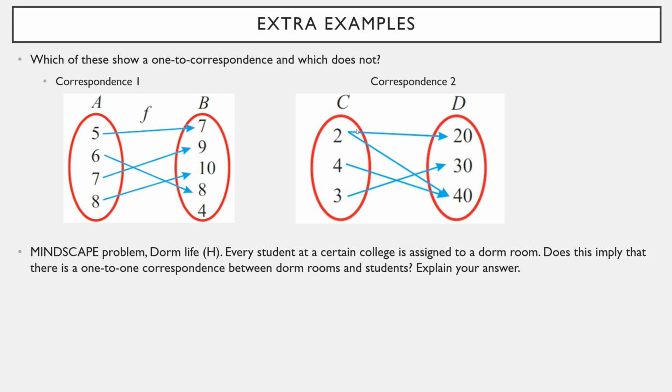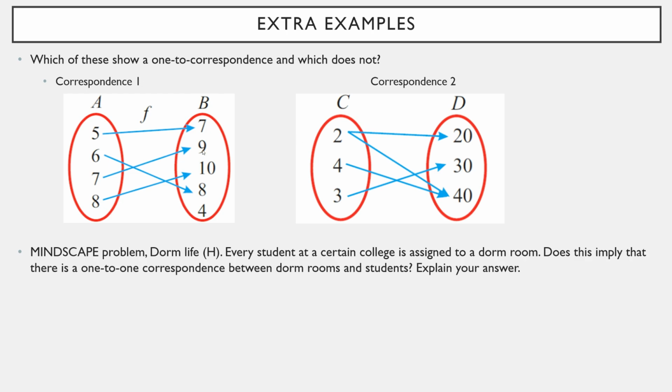But now if you look at this, you can see right off the bat that this is not a one-to-one correspondence. Because for whatever reason, this collection C, which is the numbers 2, 4, and 3, and D is 20, 30, 40, the number 2, I'm saying, corresponds to both 20 and 40. So this is not a one-to-one correspondence. Here you can see that each number is connected to only one other. Here 2 goes to 2 different ones. Not a one-to-one correspondence.